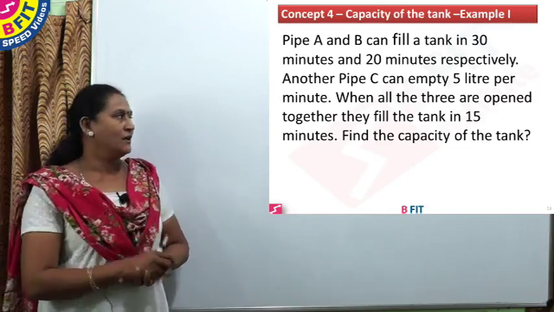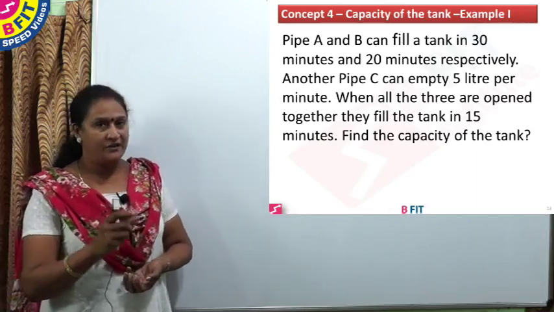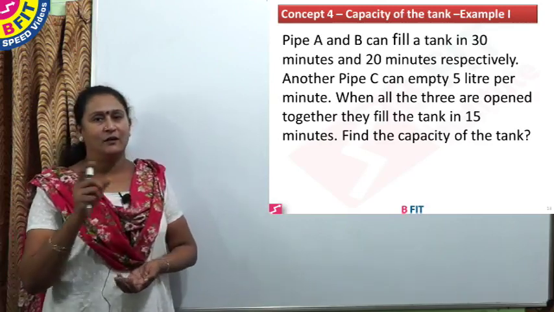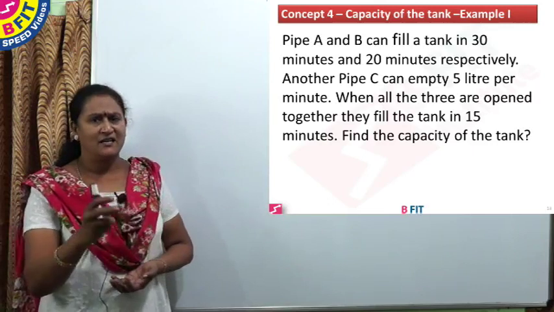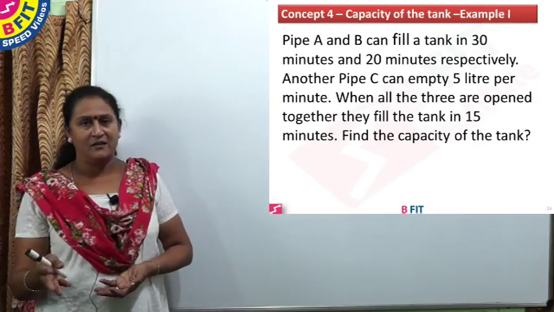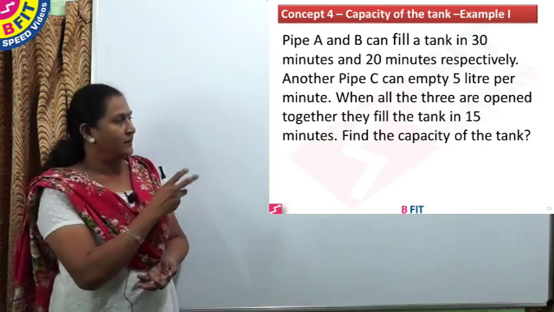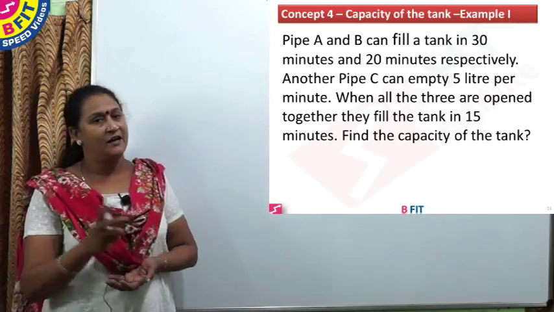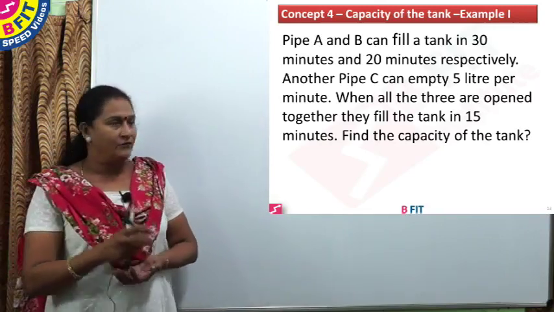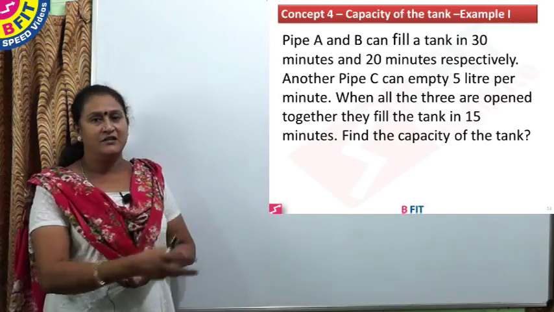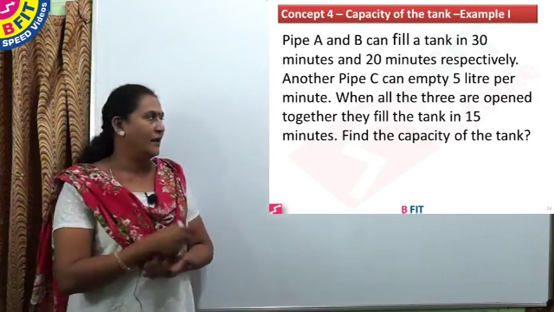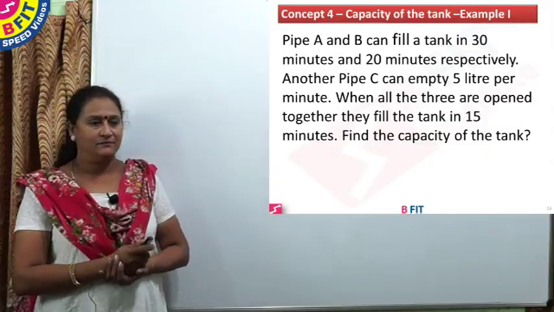So with this total time, we can find the efficiency of C, that is, in what time it can empty the whole tank. Say for example, if it is emptying the whole tank in 10 minutes, now multiply it with the liters it is emptying per minute, and we can get the capacity. So as the total time is given, we can find the efficiency of C, and from there, find the capacity of the tank.